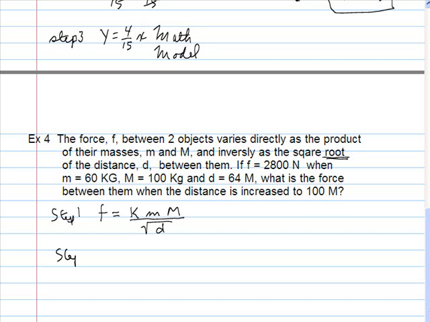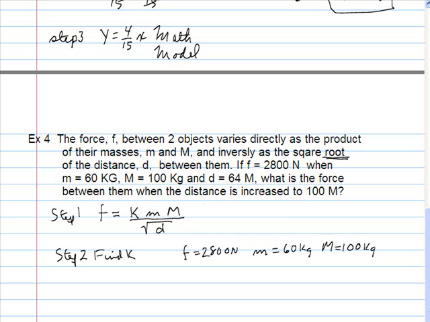Now step 2 says find K. This time it's going to be hard, because I need to find a set of data that has a big M in it, a little m in it, a d in it, and an F in it. So let's see if we've got such a set. It says F is 2800 newtons, so I'll put F equals 2800 newtons. When M is 60 kilograms, little m 60 kilograms. Big M is 100 kilograms, so there's the masses, big M and little m.